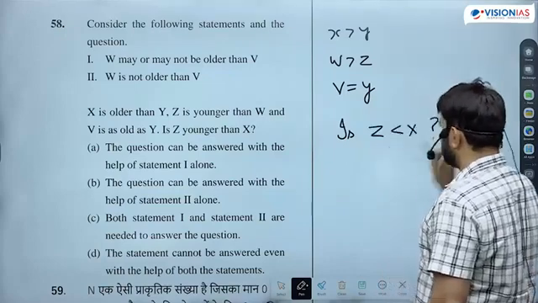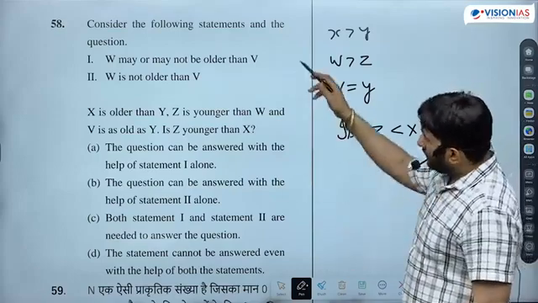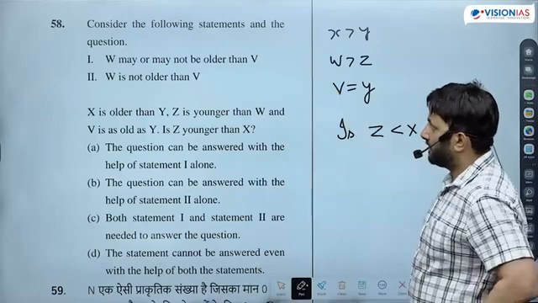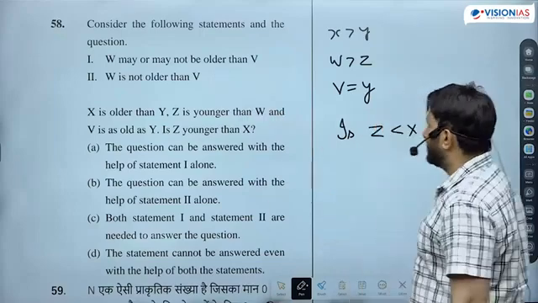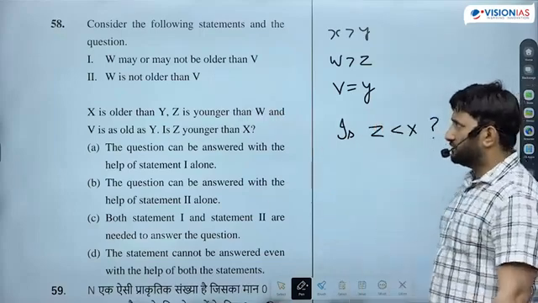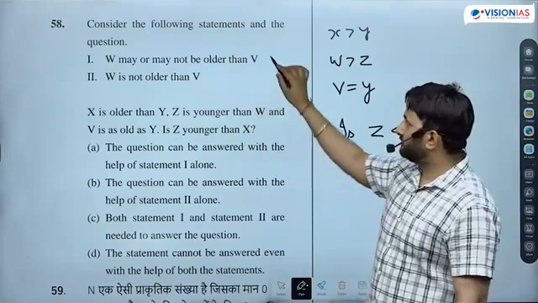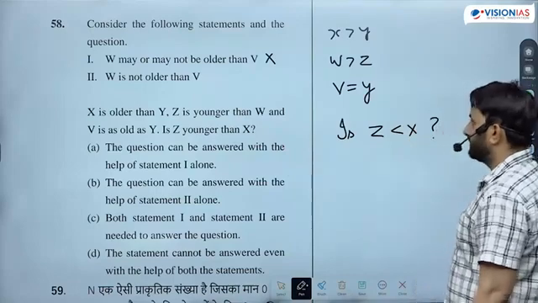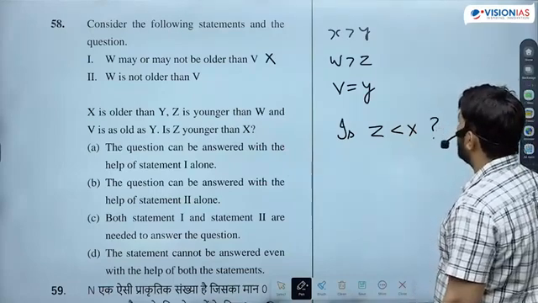This is the question. To answer this question, we have to use which statement? First, look: W may or may not be older than V. Now both possibilities exist in this, so we are not sure about this. Second, look: W is not older than V.